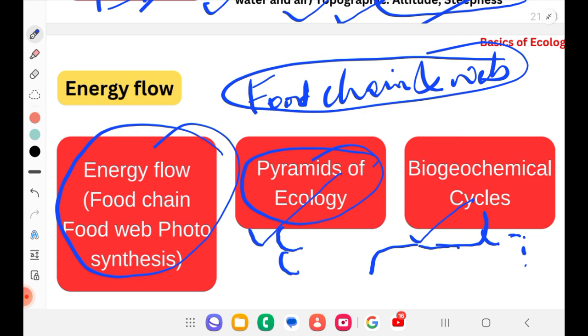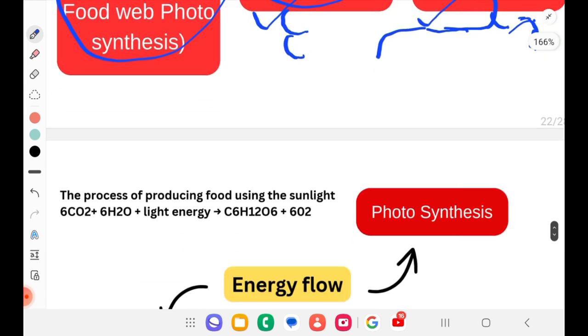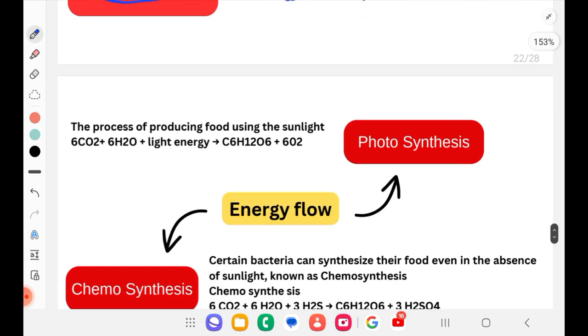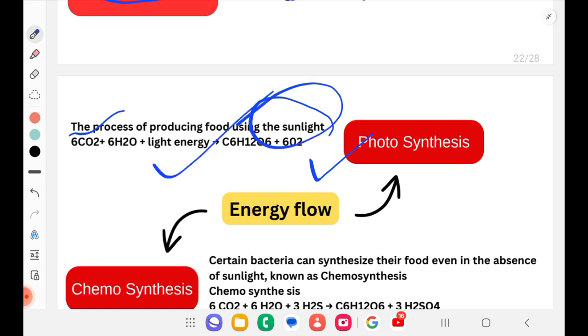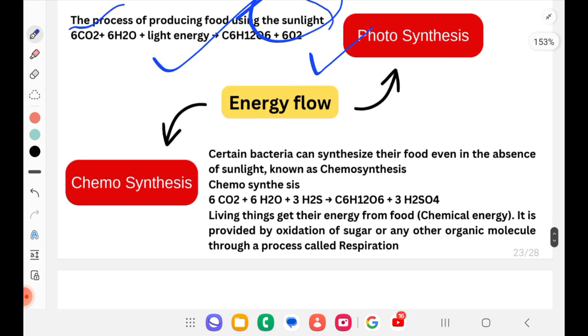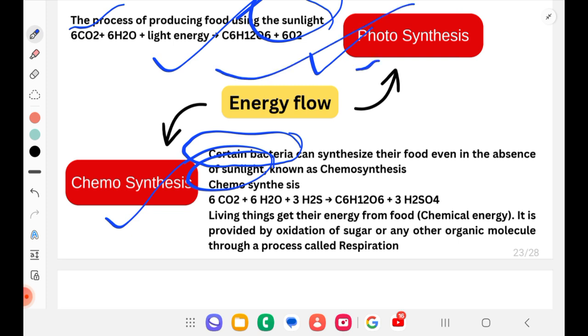Okay, we'll start with energy flow first. First we'll understand two terms. What is photosynthesis? We know, right? Inorganic substances are converted to organic using sunlight, or you can say simply the process of producing food using the sunlight. Okay. Then we have chemosynthesis also. That means certain bacteria can synthesize their food even in the absence of sunlight. With sunlight, fine, it is photosynthesis. Some bacteria without sunlight also produce food, that is called chemosynthesis.